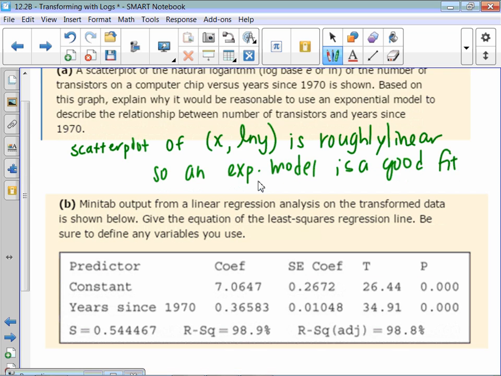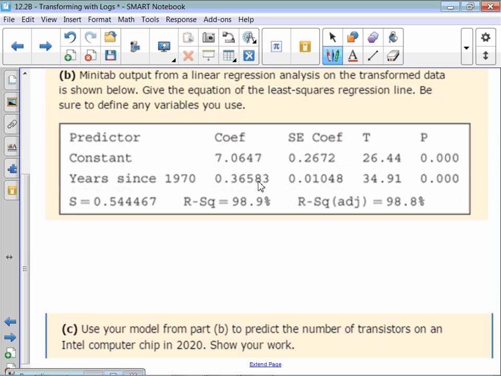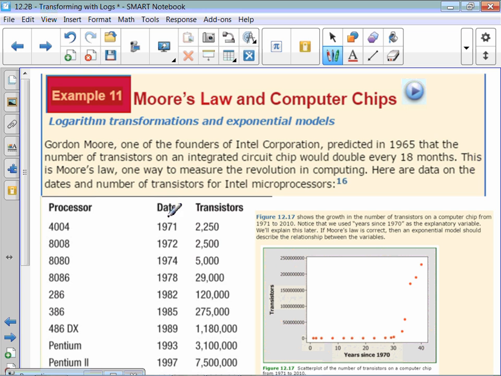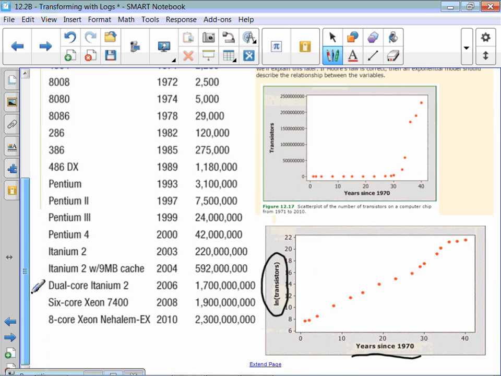Okay, so here we have Minitab. Give the least squares regression line. Be sure to define any variables that you use. All right, so this time my output has an ln in front of it. So I've got ln, and the output is the transistors. And again, you can look at your graph, ln of transistors.